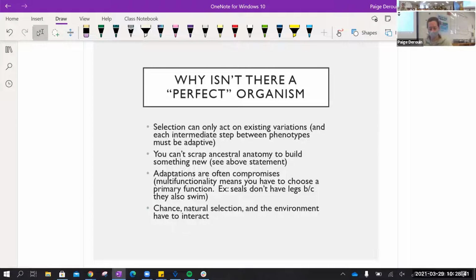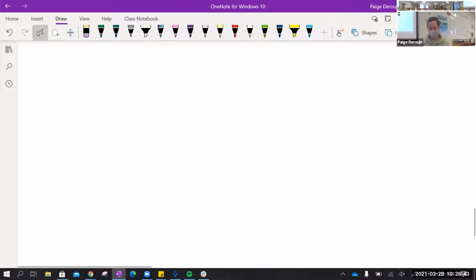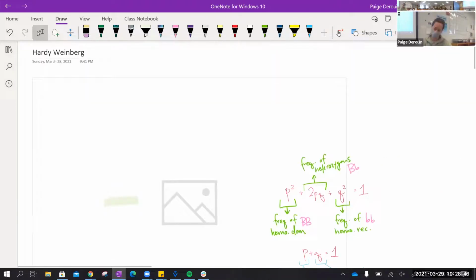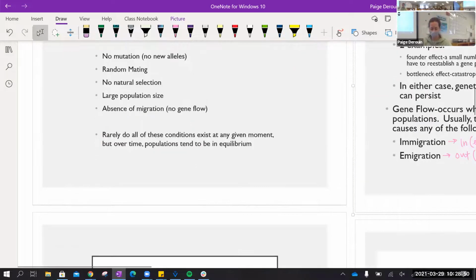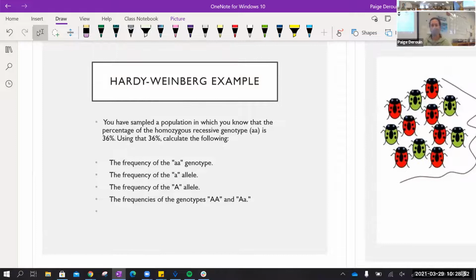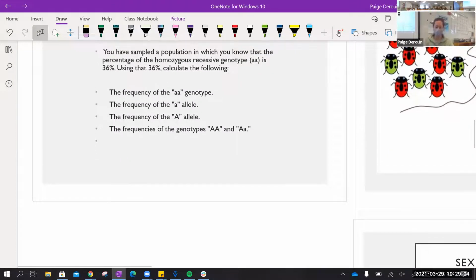All right, let's do a practice problem. Time for fun. Okay, so I'm going back up here to this Hardy Weinberg example. I'm going to do this one, and then I'm going to do one that's like an actual released FRQ, so you can see what this would be like on your AP test. But we're going to start with this simple one.